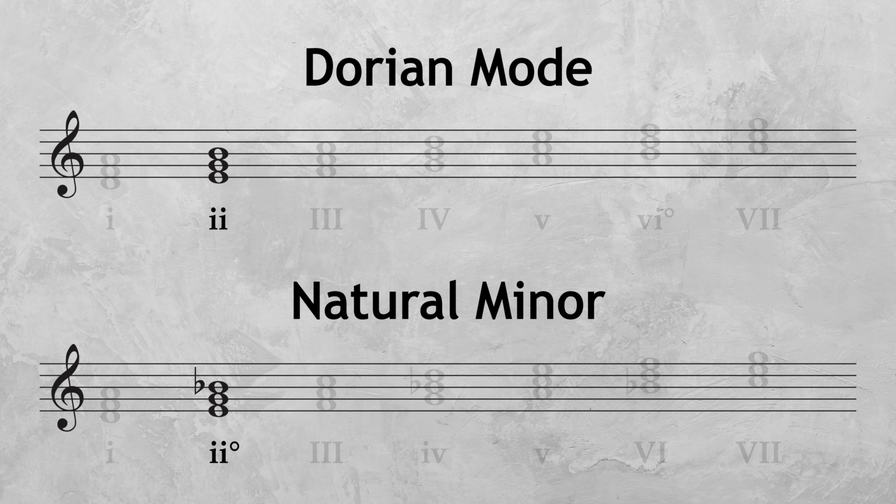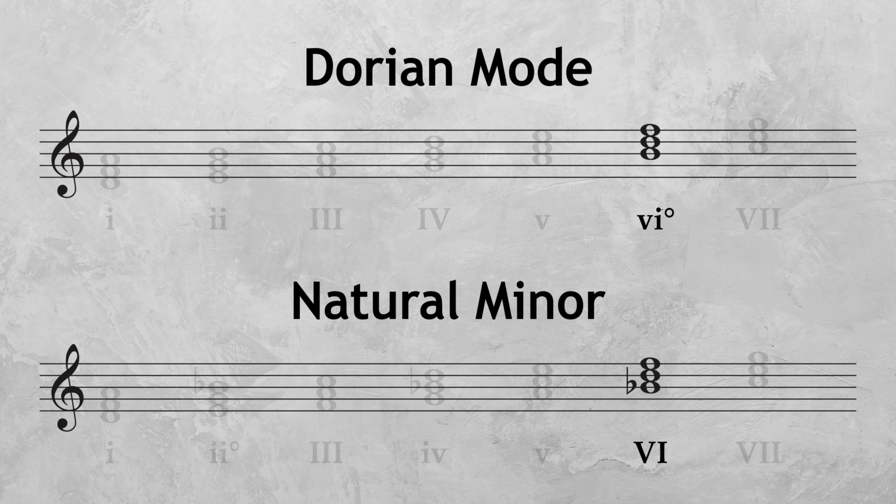The supertonic triad, or 2 chord, which is usually diminished in minor mode, becomes minor, borrowing its quality from the major mode. The subdominant triad, or 4 chord, which is usually minor in the minor mode, becomes major, which again is also borrowed from the major mode.